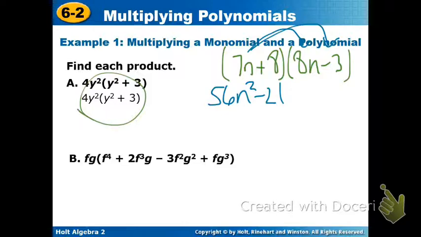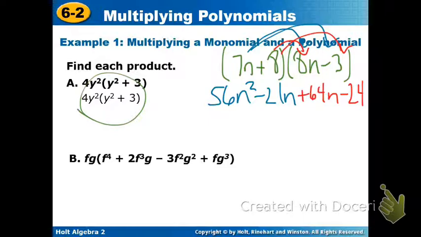Oh, it's blue. Then you would combine, because there's 2 n's. Then you combine like terms after you do it. We're not done. Now let's do the 8. Plus 8 times 8, 64n. Minus 8 times the negative 3.